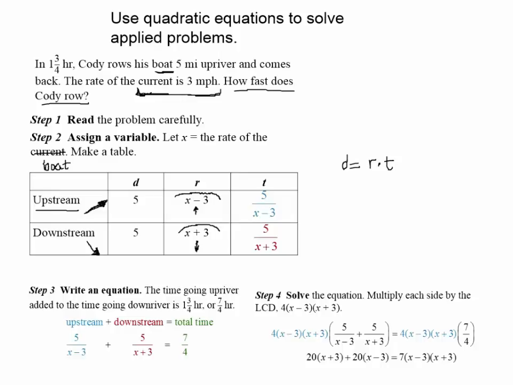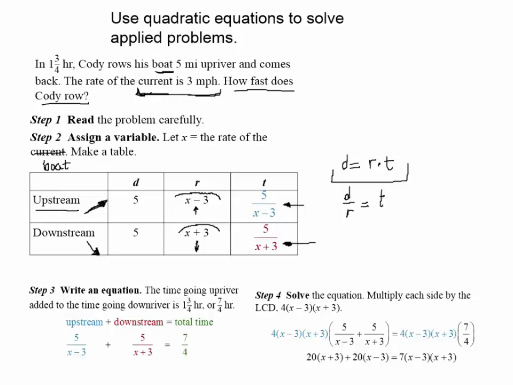Note that the time, if I want to figure out what the time is in this case, if I divide both sides of the equation by r, the rate, then I can figure out the formula for time. So time would be equal to distance divided by rate. So the time going upstream here would be the distance, which is 5, over the rate, which is x minus 3. And the time going downstream would be 5 over x plus 3.